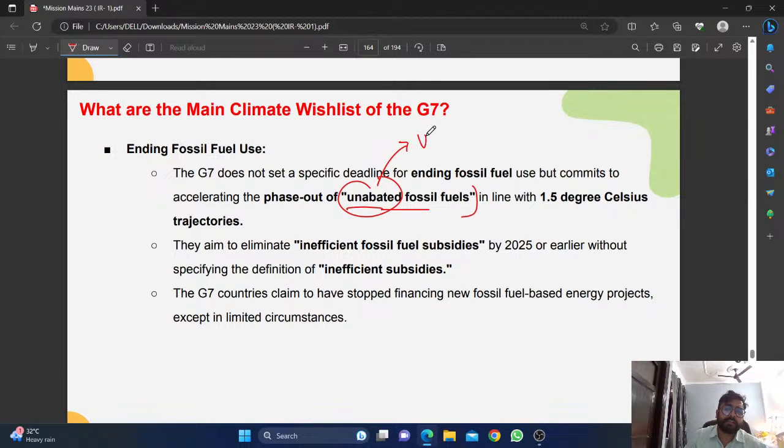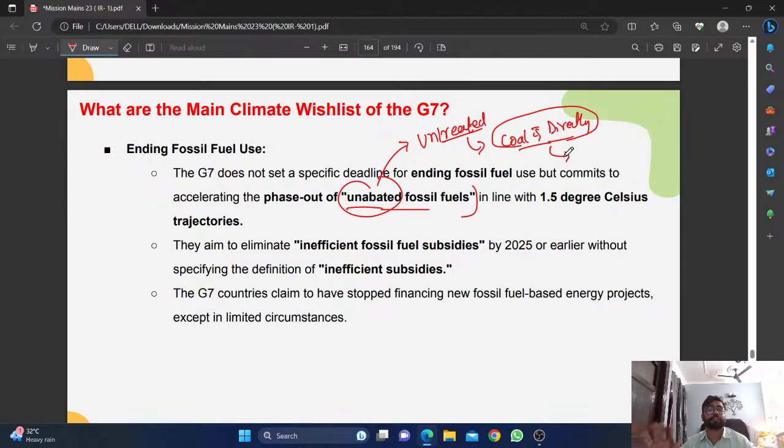It is basically untreated fossil fuel, like the use of coal directly. The use of coal directly is unabated. If you use it in a technological manner so that the emission is less, that is abated coal. Unabated means you are using the coal or any other fossil fuel directly. For example, using the old petrol and diesel cars is a kind of unabated fossil fuel, whereas if you use petrol in the present hybrid cars, it is a kind of abated fossil fuel because there the emissions are very less.